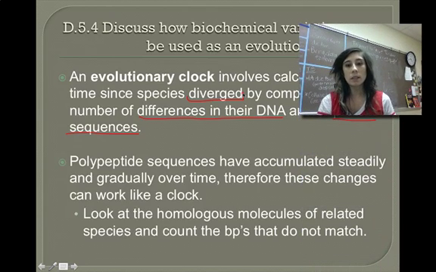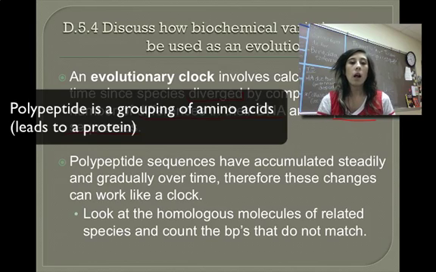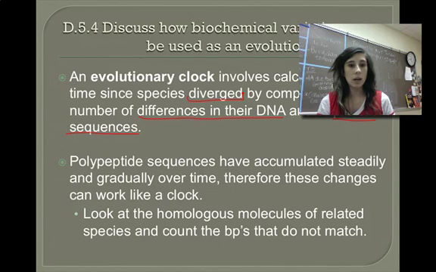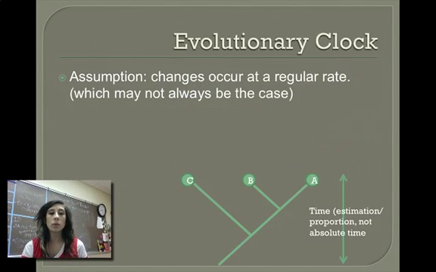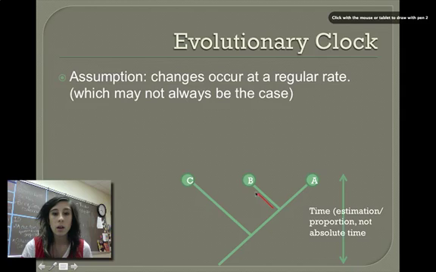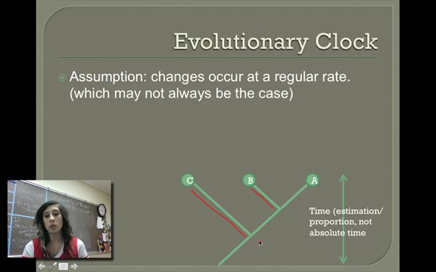So a polypeptide sequence may accumulate at a steady rate or gradually over time, and so we can look at it as some sort of marker. And we're going to look at homologous traits, homologous molecules of related species, and then we can count the base pairs that do not match, very similarly to what we have done in the previous lesson. And so what we can do is assume that the changes that are occurring within this phylogenetic tree are happening at the same rate. And this isn't always the case. You would have to be aware that this is occurring.